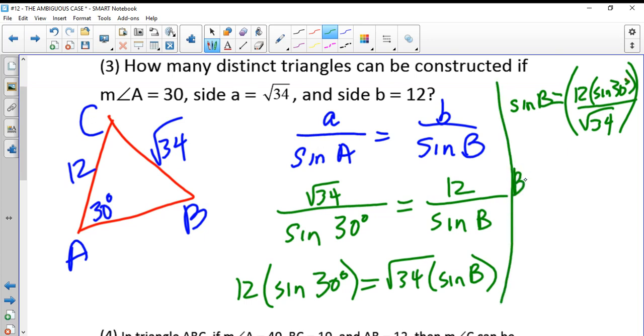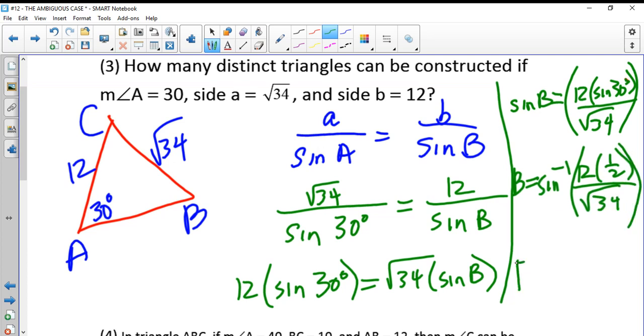So we'd have b equals the inverse sine of 12. Now I'm going to put the half in because I was kind of running out of room. Over the square root of 34. Then I'd put this into my calculator. And like before, there's always 2 possibilities because, again, there's that angle in quadrant 1 that we could get. And then there's that angle in quadrant 2 that we can have. They're always possible just based on the numbers. But as far as what actually is going to work, we need to check.